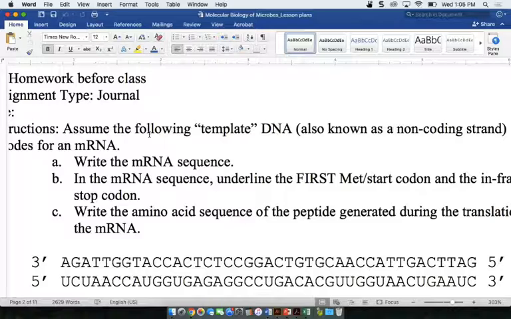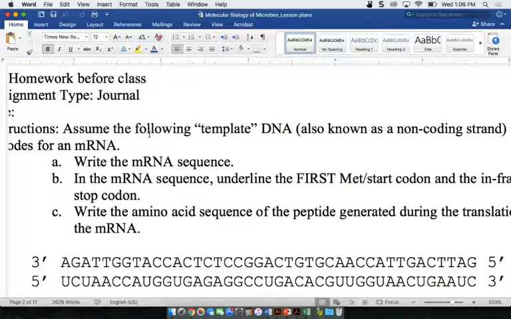What's the relationship between template DNA and the mRNA? 2 features. Sarah? Okay, that's true. Three features. So uracil instead of thymine. What else? Anti-parallel would be the term we'd use, but that works.